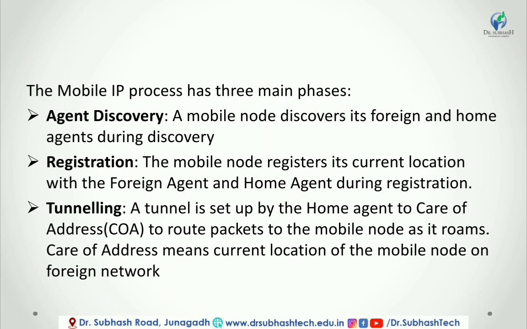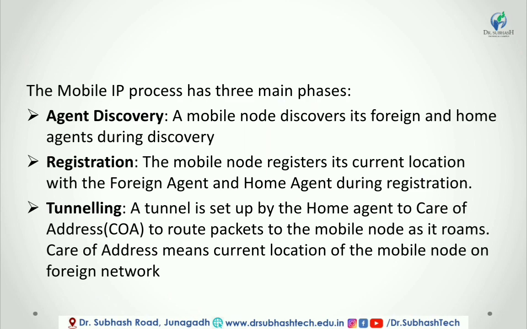The second method is agent solicitation. If no agent advertisements are present or the inter-arrival time is too high and the mobile node has not received a COA, the mobile node must send an agent solicitation. These solicitations are again based on RFC 1256 for router solicitation.